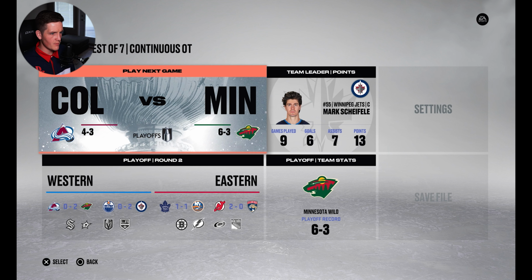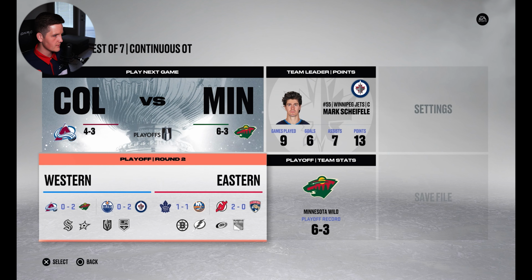Winnipeg, and if you look at the numbers, we got 6 goals, 7 assists in 9 games played. In Scheifele, he's performing. I mean, nothing outrageous, but very good numbers for Mark Scheifele in the playoffs there. All right, 2 more games. Let's see the outcome here.